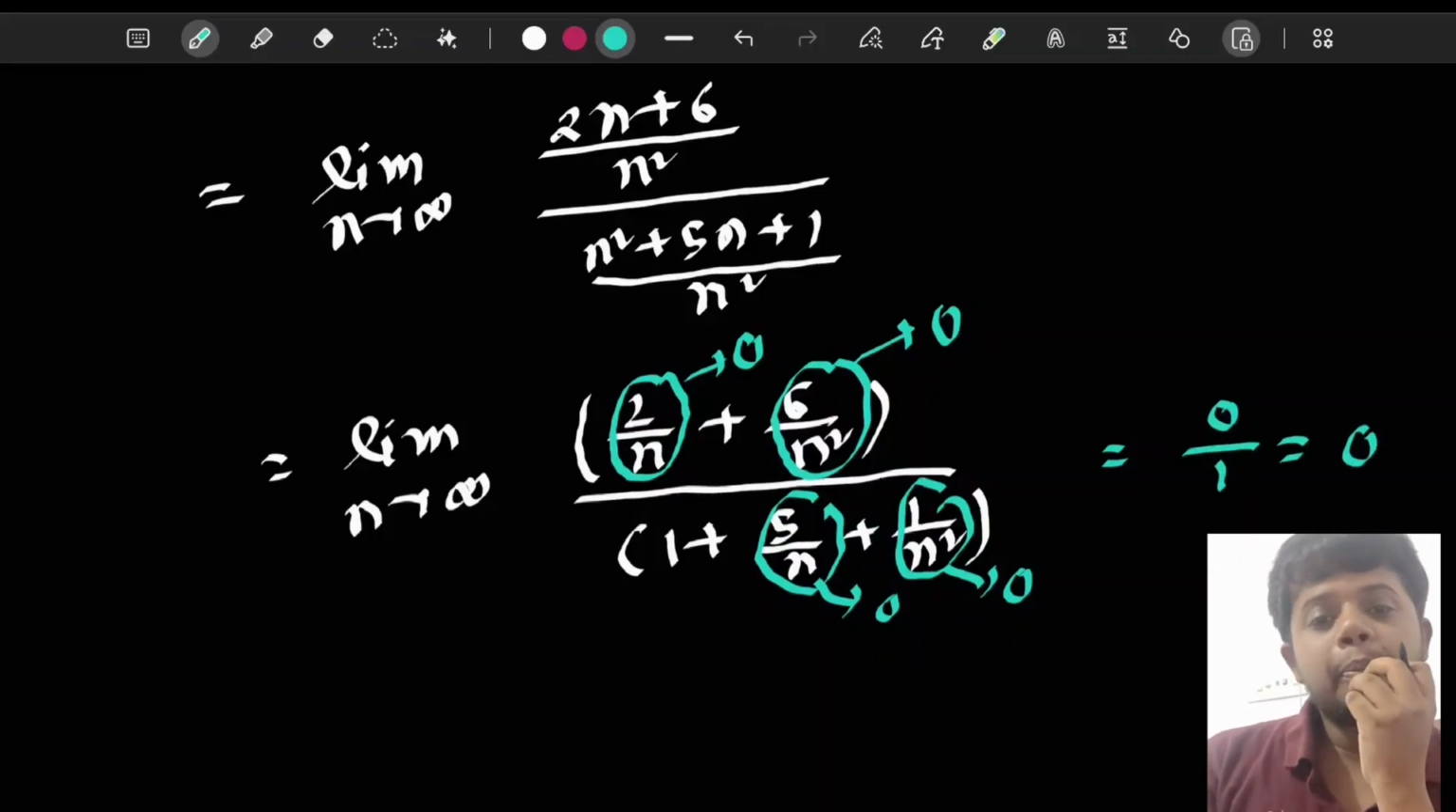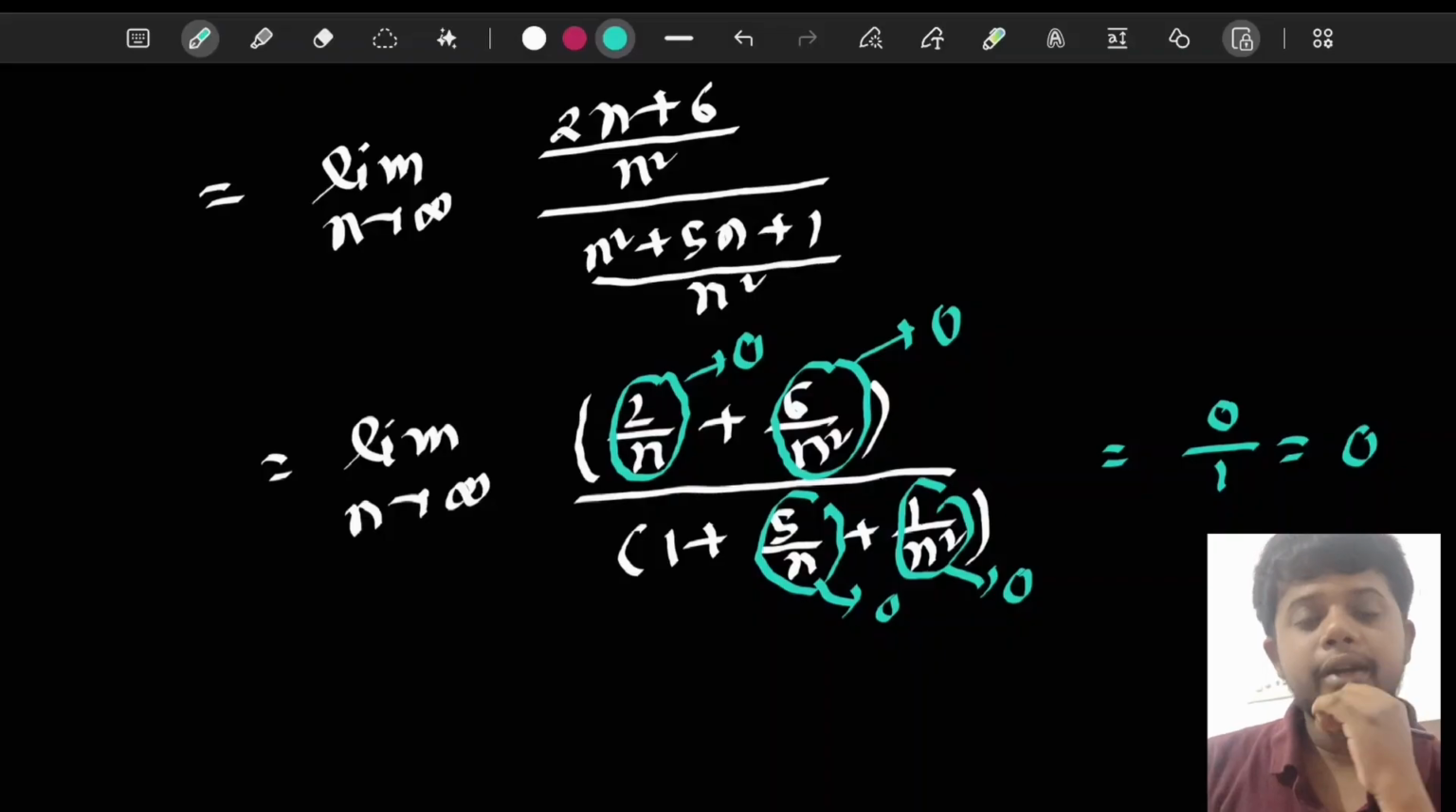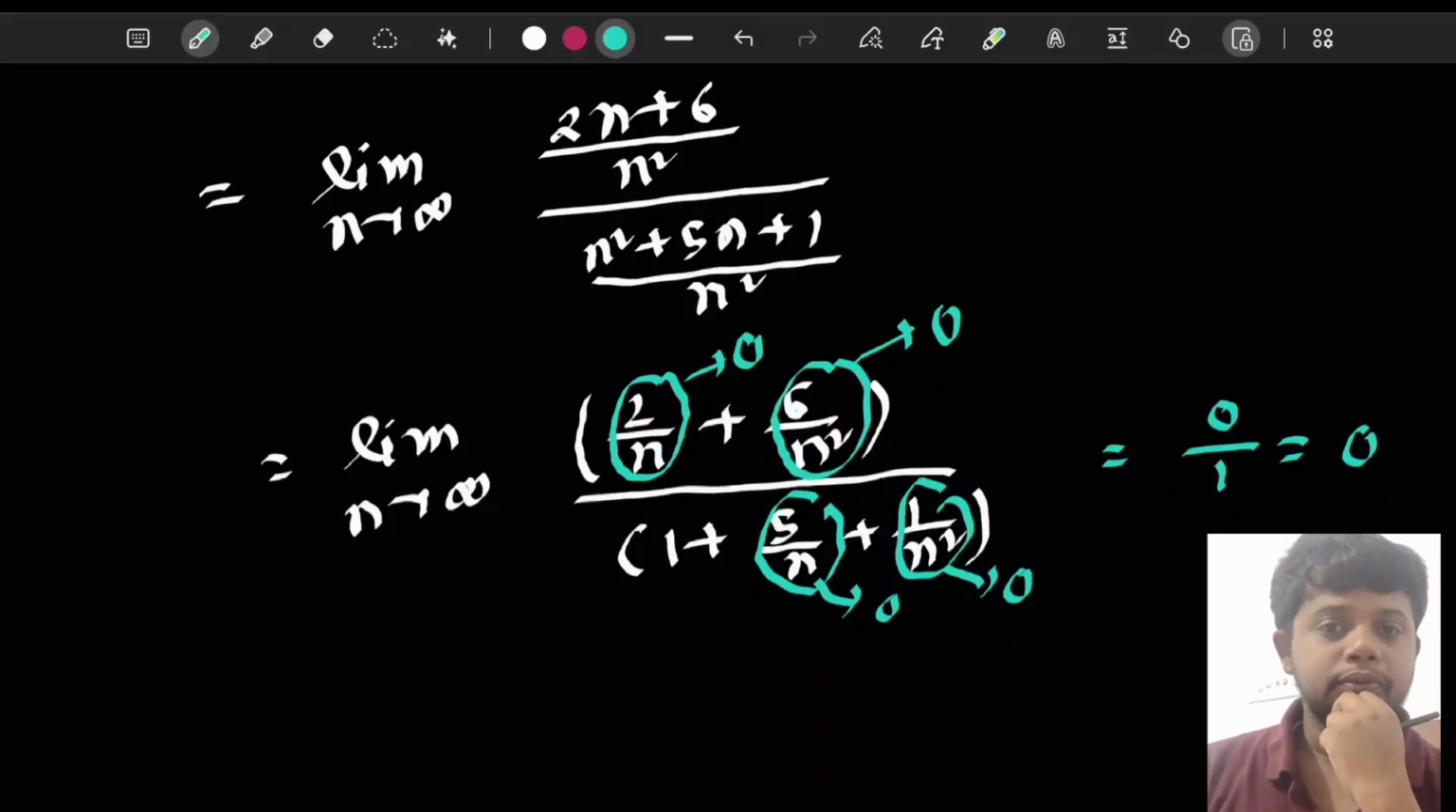So did you observe the pattern? If the numerator degree is less than the denominator degree, that means the answer will come 0 only. And if the numerator and denominator have the same degree, in that case the answer will come coefficient by coefficient.